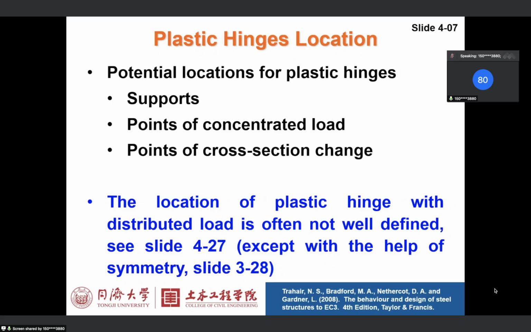Of course, we can guess. We can guess that the plastic hinge may be near here. Yes, we can guess, but it is difficult to find the 100% exact location. It's difficult.